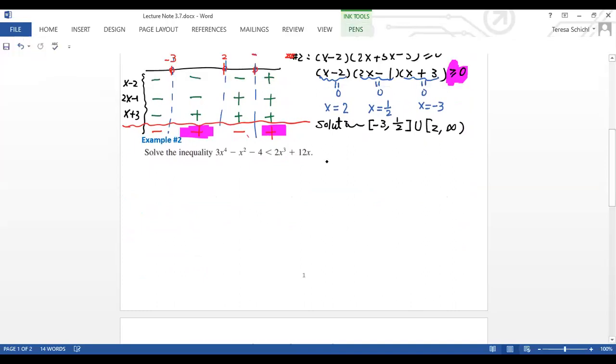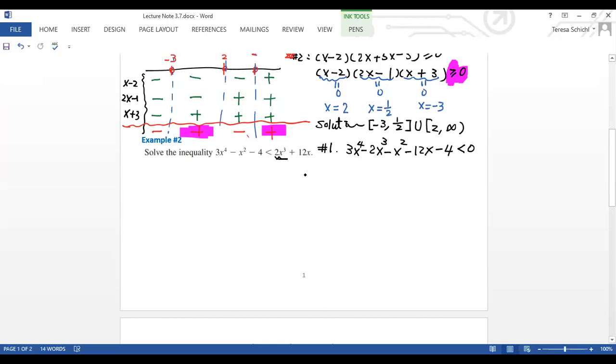So solve the inequality. Step number 1, I always need to move everything over. So this will be 3x^4, then you move the 2x^3 over, so it becomes -2x^3. Let's put it in the correct order: minus 2x^3, then minus x squared. Then you move the 12x over, so -12x here. Then the last one, the constant, is -4. This is less than 0.